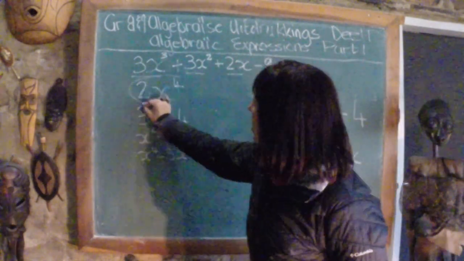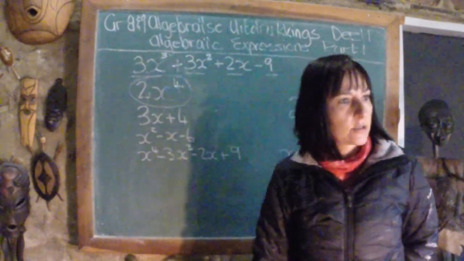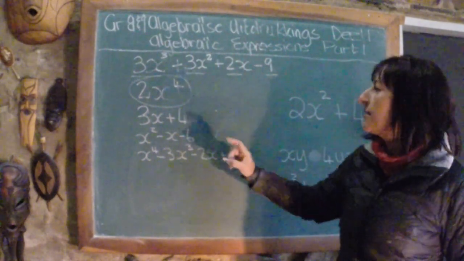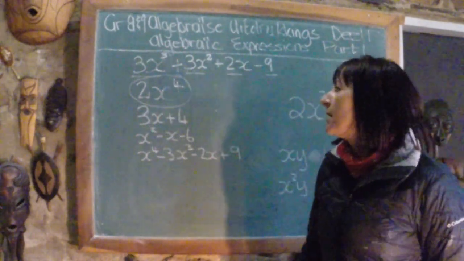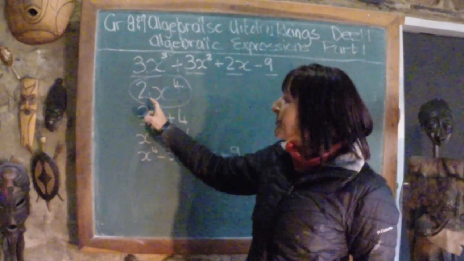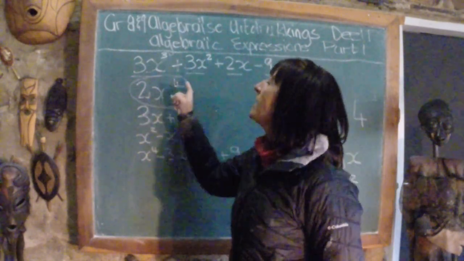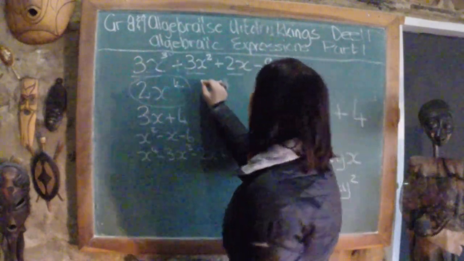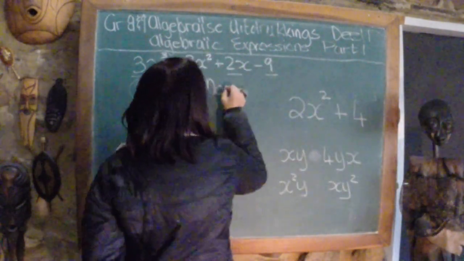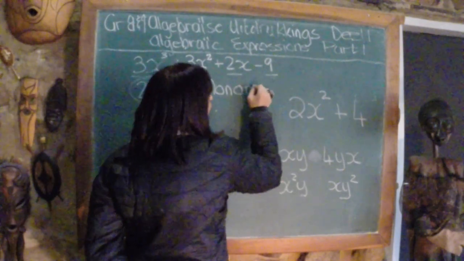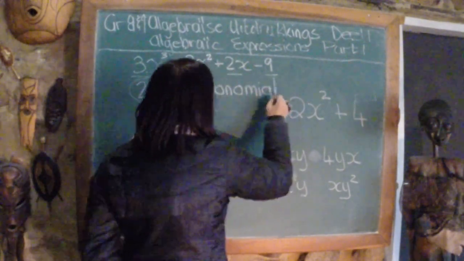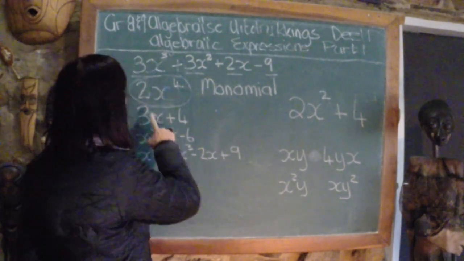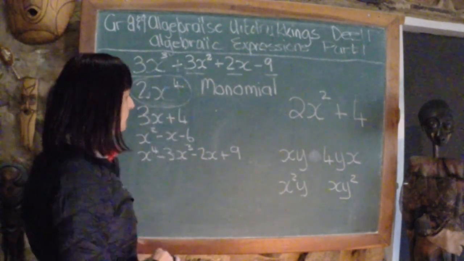This guy's got only 1 term. Can you see it? Because there's no pluses and minuses over there. Dit is net 1 term. The nice mathematical name for a 1 term is a monomial. That you must know, it's learning work. Monomial. That's an algebraic expression with just 1 term. 'n Algebraïse uitdrukking met slegs 1 term.